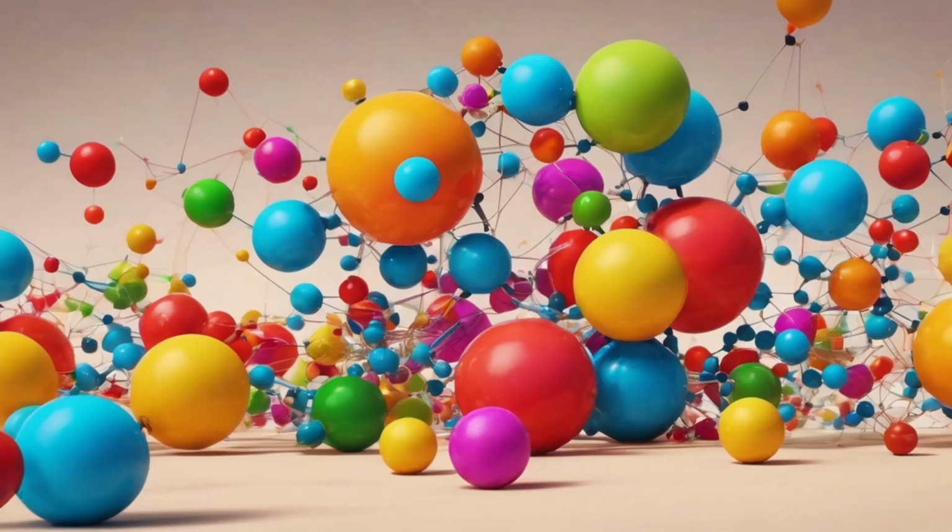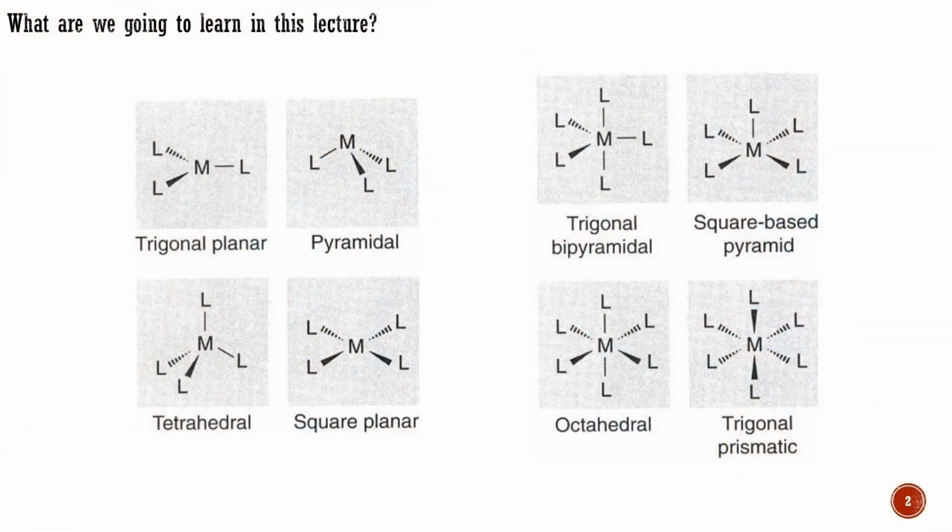Greetings to all, and a warm welcome to the concluding lecture of the introductory module dedicated to the structure and bonding in organometallic compounds. Here, our primary focus will be on understanding the relationship between coordination numbers, d-electron configurations, and the geometries of transition metal complexes.